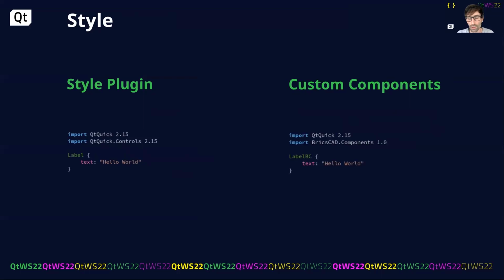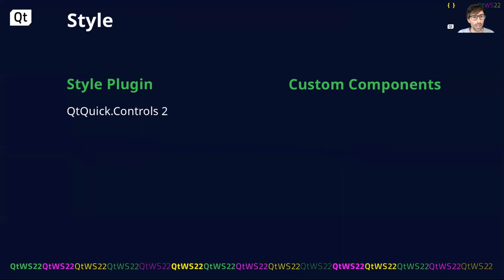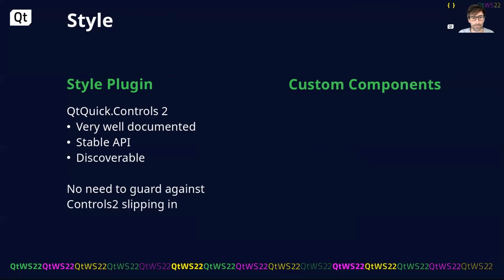So this is what the two approaches look like. The style plugin means you just import Qt Quick Controls and you use a label. The custom components mean you import BricsCAD components and then you create a label BC. The Qt Quick Controls tool is very well documented. That's a big bonus. The API is really stable and discoverable. And you don't need to guard against people accidentally using Qt Quick Controls, because people are supposed to use them.